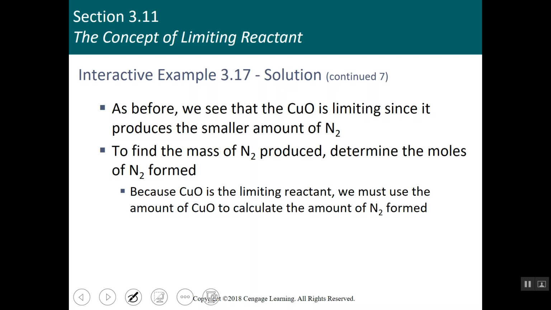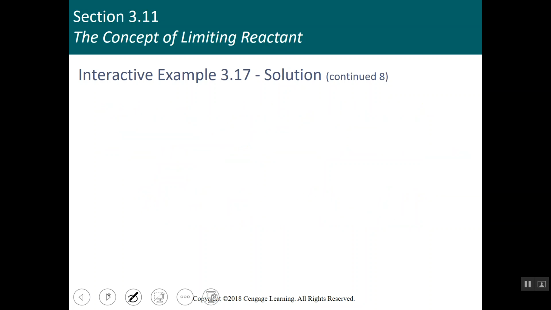Because that is the limiting reactant, we have to use that amount to calculate the N2. When you figure out what the limiting reactant is, you can only use that amount to continue your calculations, because using the other amount gives you false results.